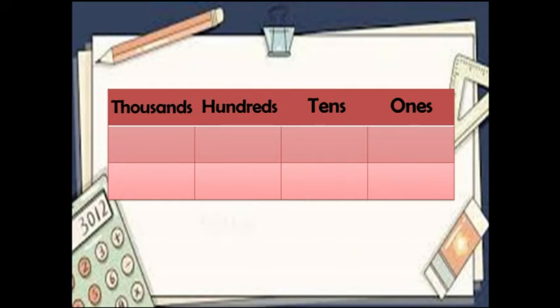Another one is we have here 1832. Let's put it in its place value. So the place value of 2 is ones, the place value of 3 is tens, the place value of 8 is hundreds, and the place value of 1 is thousands. So let's now find its value.